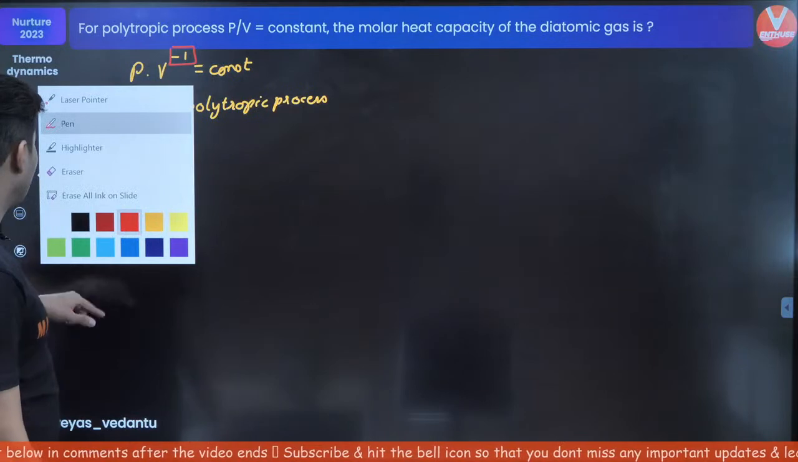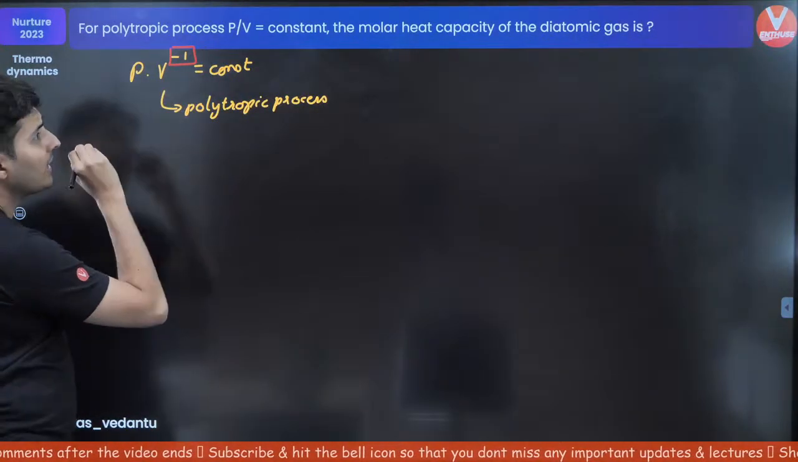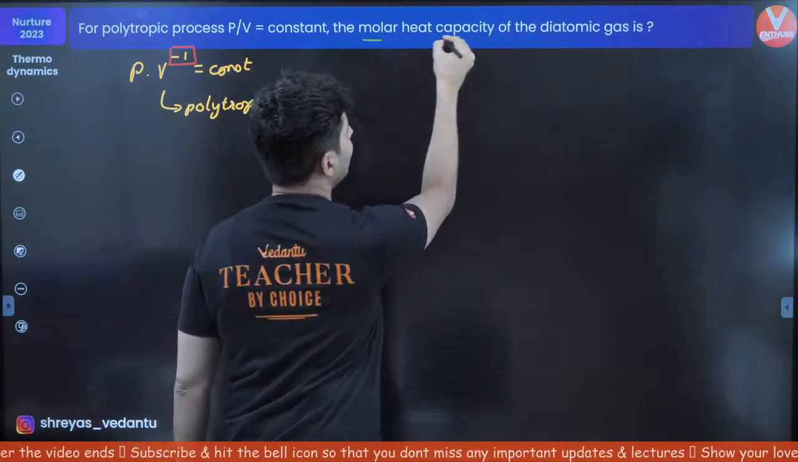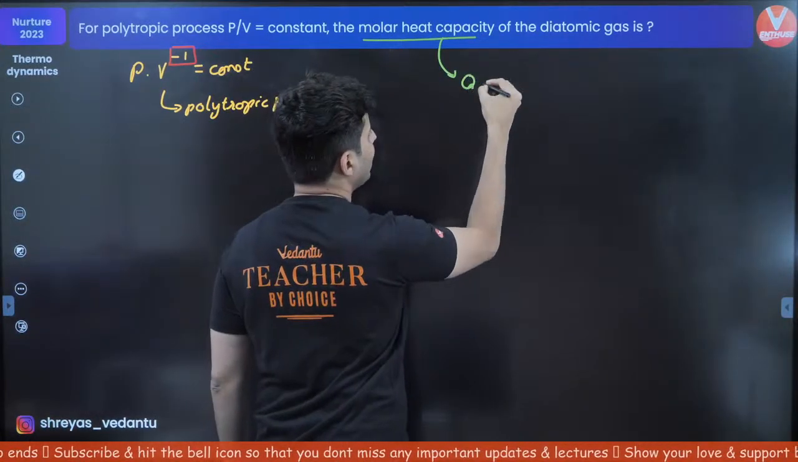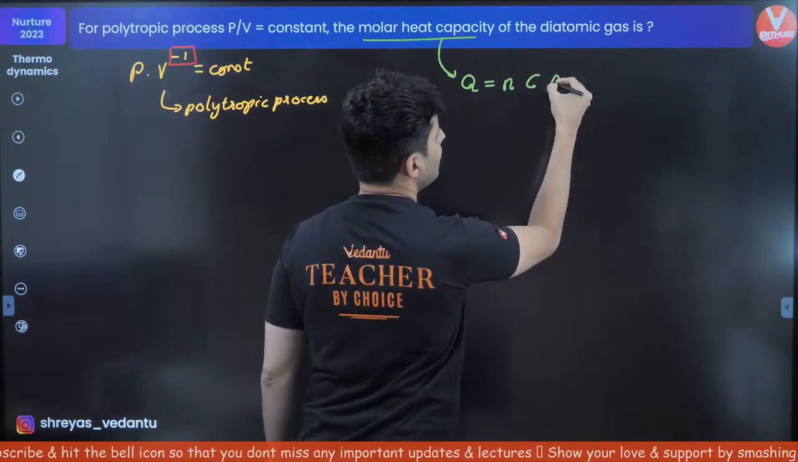Now recollect our formulas. If I want to find the molar heat capacity, that means I need to write Q is equal to nC delta T.